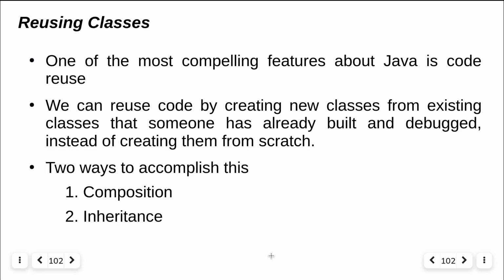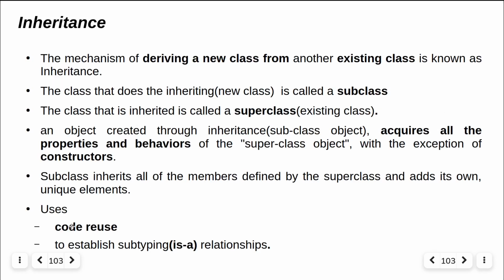In previous class we have seen one way of code reuse through composition. Now let us see the second way. Through inheritance also we can reuse the code. Let us see what is inheritance. Inheritance is a fundamental concept of object-oriented programming.